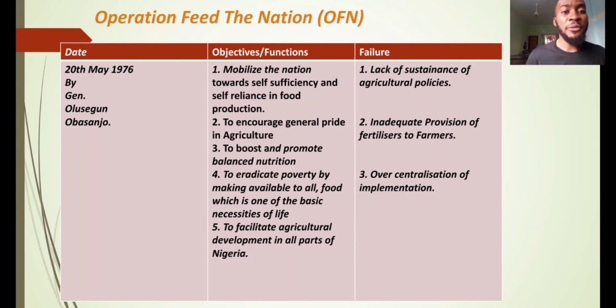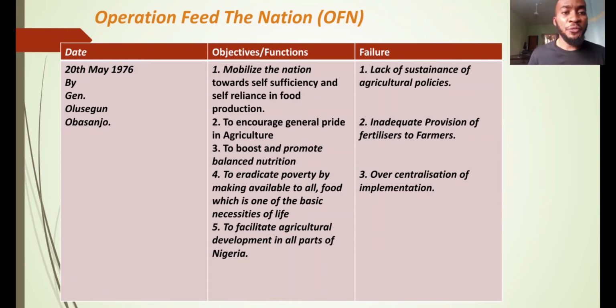4. To eradicate poverty by making available to all food, which is one of the basic necessities of life. It's very clear. One of the ways to eradicate poverty is to make provision for food, especially to the ordinary citizen or the common man. So if they are able to eat 3 square meals, it is very okay that they have been shifted from the poverty line to, at least, an average life. So through food production, such was to be achieved.